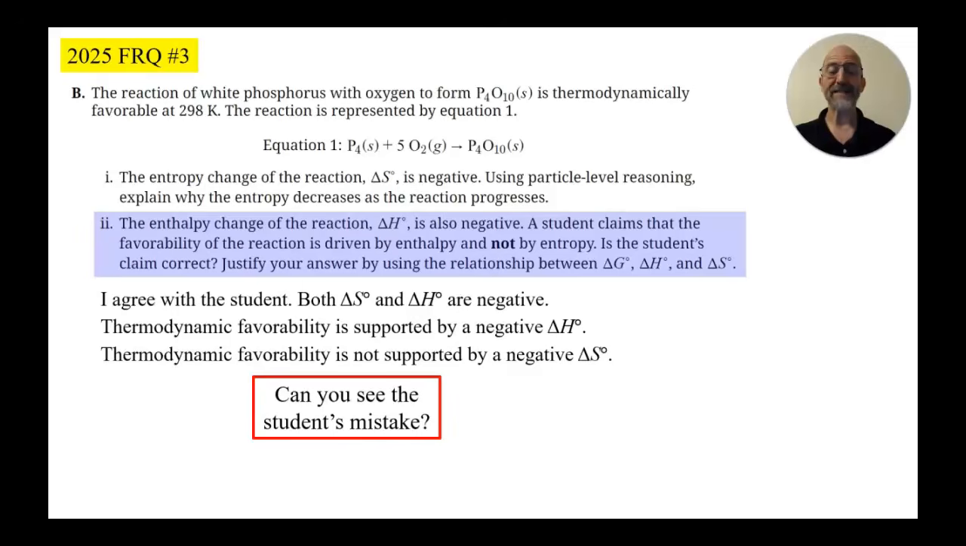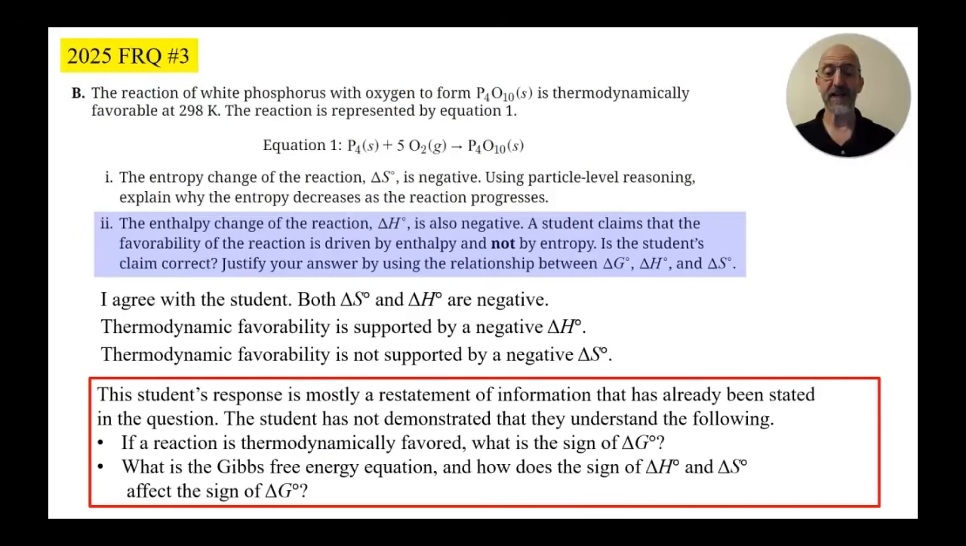Now, if you're wondering, what exactly is that answer lacking? Well, first of all, do you see anything about delta G in that response? No, I don't see it. The student is talking about thermodynamic favorability without even mentioning delta G. So this student's response is mostly a restatement of information that had already been given in the question. The student has not demonstrated that they understand the following. If a reaction is thermodynamically favored, what is the sign of delta G? They never said that. And what is the Gibbs free energy equation? And how does the sign of delta H and delta S affect the sign of delta G?